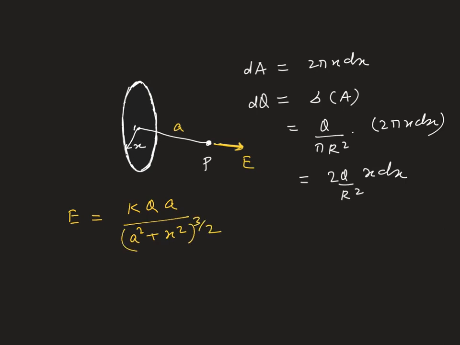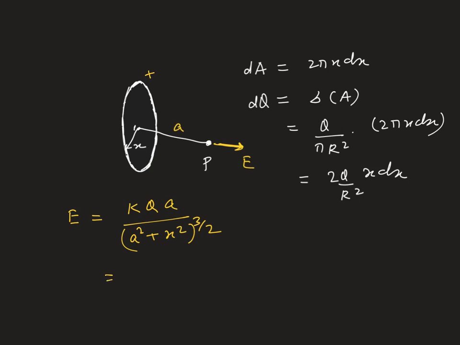That was the field due to this ring, and it is always along the axis. In case of positive charge, please notice, it will be away from the ring, and in case of negative charge it will be towards the ring. So we are taking positive charge right now, so by general assumption it is towards the ring. So that is your field.